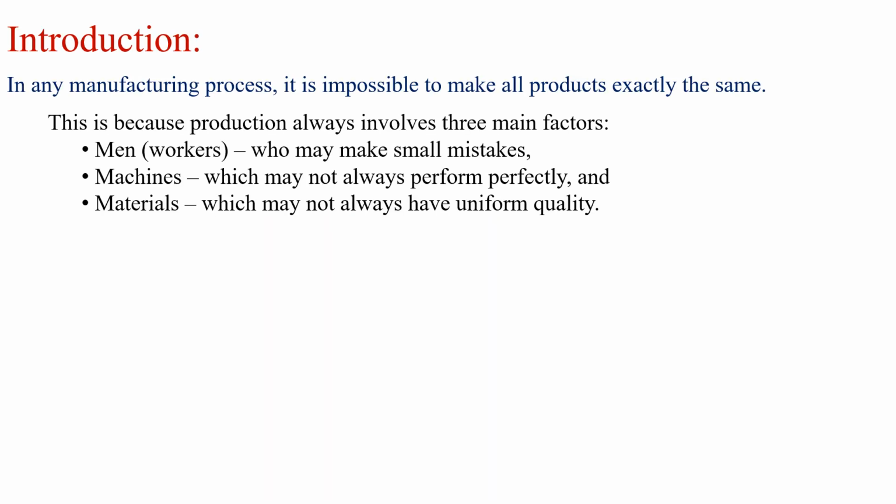In any manufacturing process, it is impossible to make all products exactly the same because production always involves three main factors, that is men, machines and materials. Men make small mistakes which influence the final dimensions of the part, machines may not always perform perfectly, and materials may not always have uniform quality. So these factors impact making all products with exactly the same dimensions.